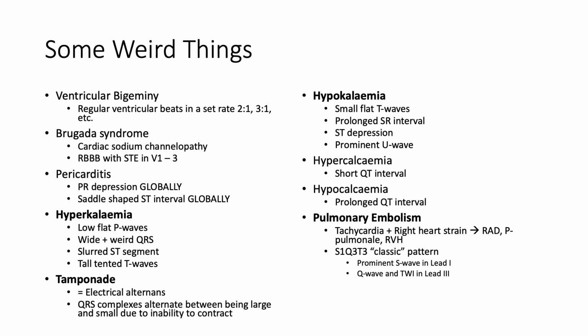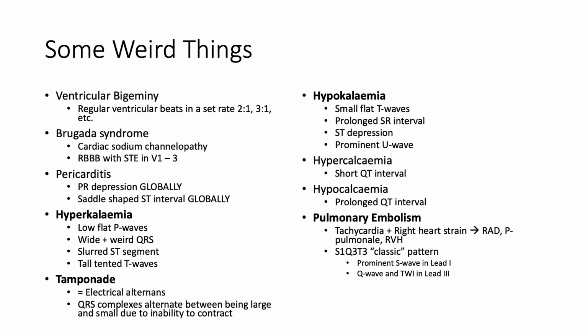And a pulmonary embolism essentially gives you all of the right-sided things. So you get a right axis deviation, P pulmonale, and right ventricular hypertrophy. Obviously, a right ventricular hypertrophy would be more due to chronic emboli rather than an acute one, because you need that time for the hypertrophy to happen.